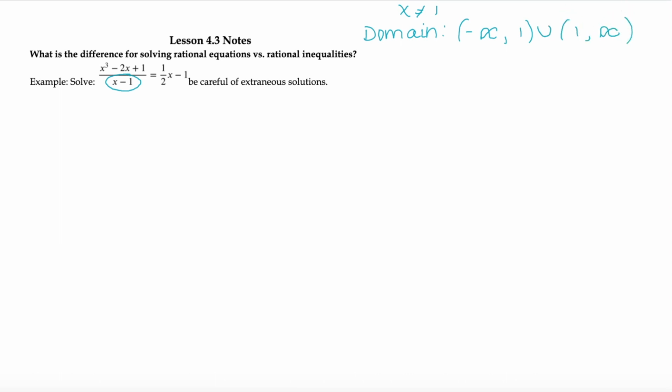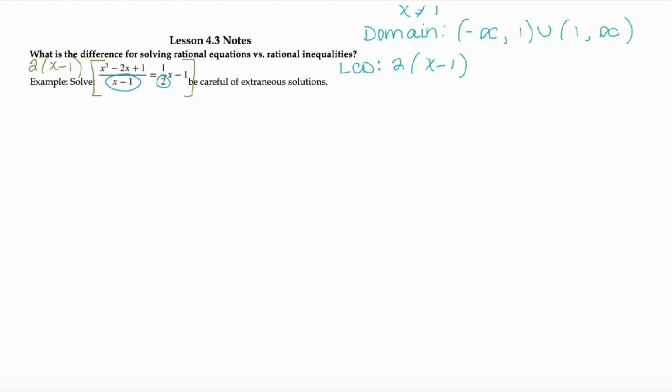I'm also going to want to look at my least common denominator so that we can multiply and eliminate our denominators. I have my denominators of x minus 1 and 2, so the common denominator will be 2 and x minus 1. So to eliminate the denominators, I'm going to multiply every single thing by that common denominator.